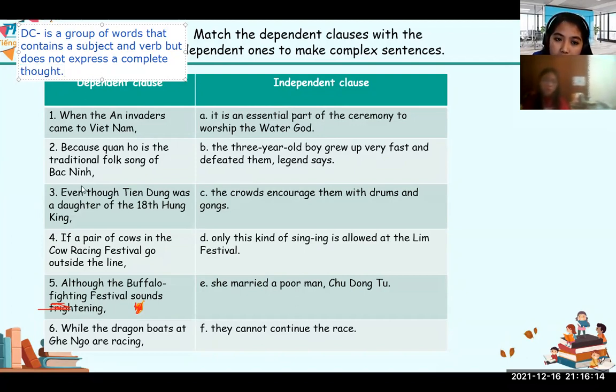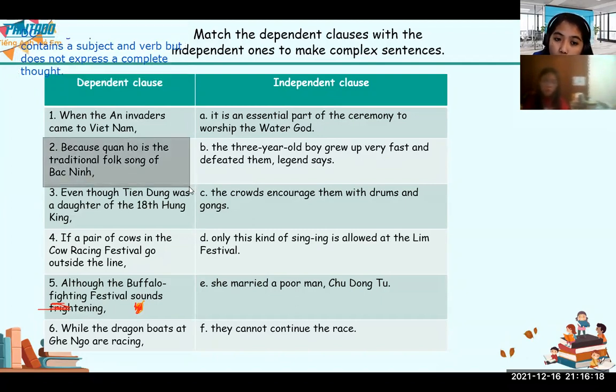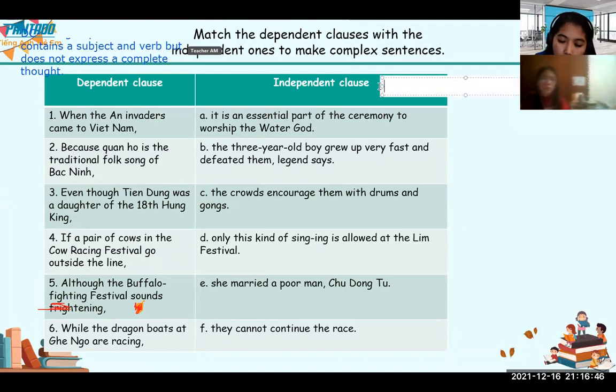Okay, so for example, we have this one: Kwan Ho is the traditional folk song of Bac Ninh. When you read this one, it is not a complete sentence. It is hanging. When we say hanging, there is something lacking. Some words are lacking in this sentence. So this is a dependent clause. Okay, how about independent clause? Wait for a while.